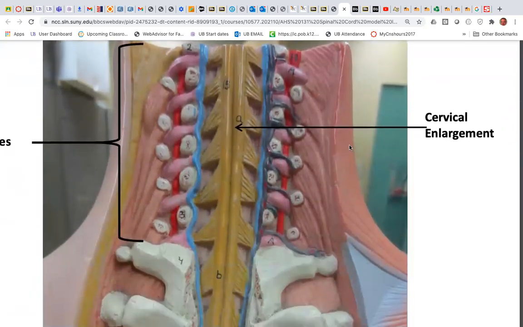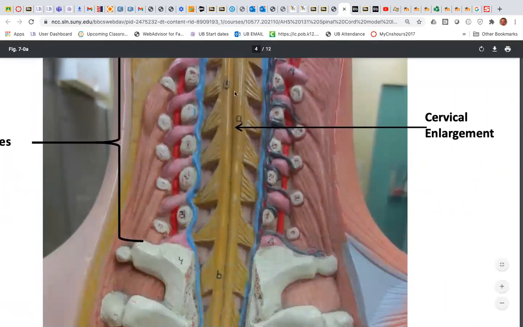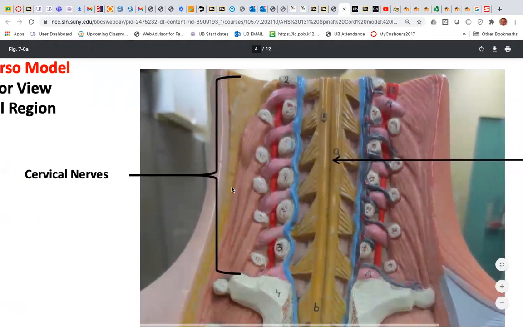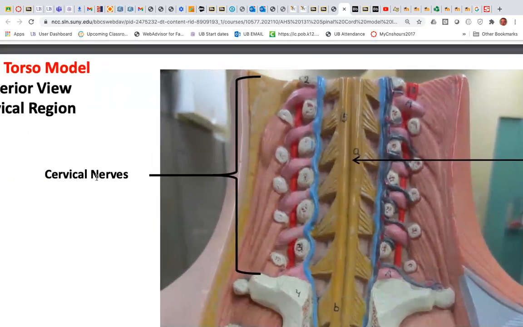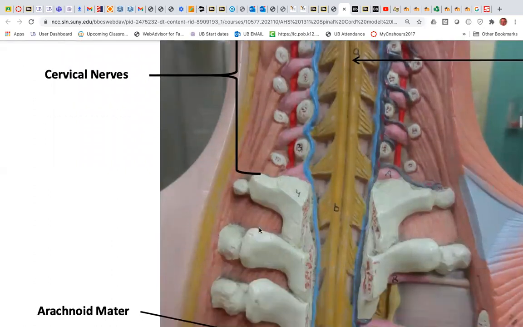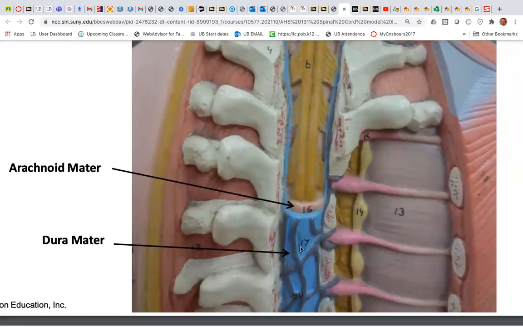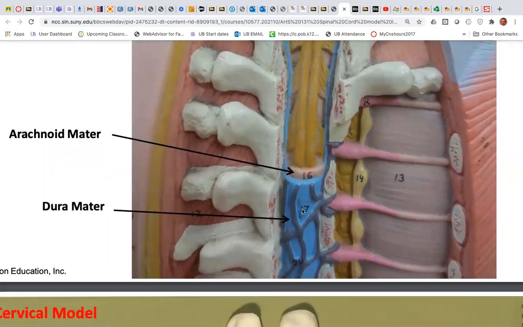Here is the cervical enlargement. That's a close-up view of the neck. And it's a lot thicker in here because of those two plexus. These are the cervical nerves that are coming out through here. Those nerves look like the beginning of a plexus. As we look in a little bit closer, the blue is the dura mater. That's number 17, and number 16, one layer deeper, is the arachnoid mater.